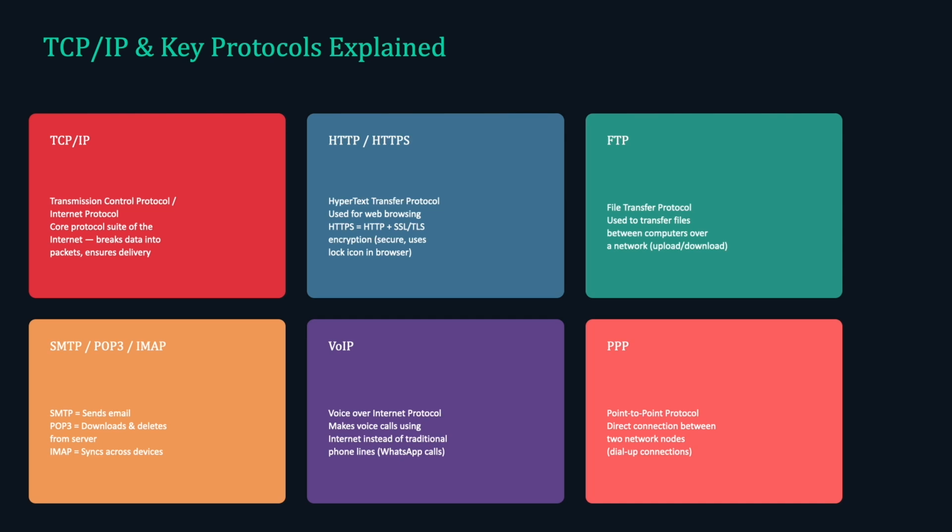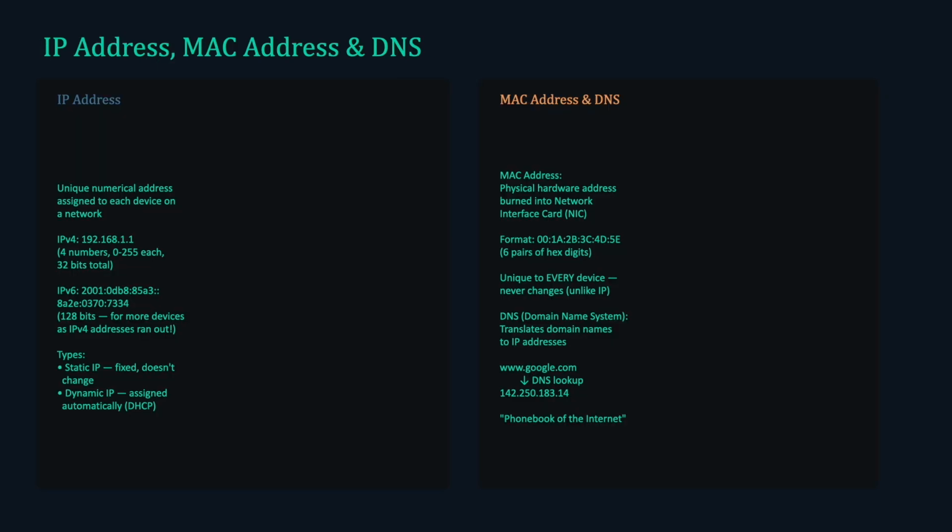VoIP makes voice calls over the internet instead of traditional phone lines, like WhatsApp calls. PPP creates direct point to point connections, historically used for dial up. An IP address is a unique number address assigned to each device on a network.